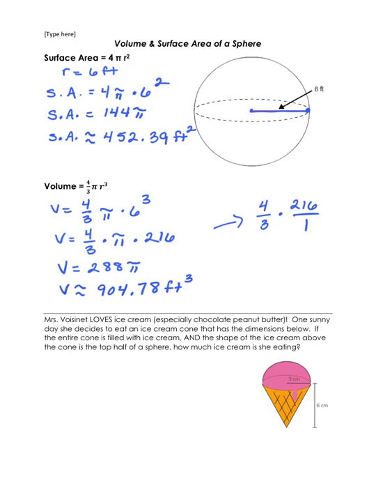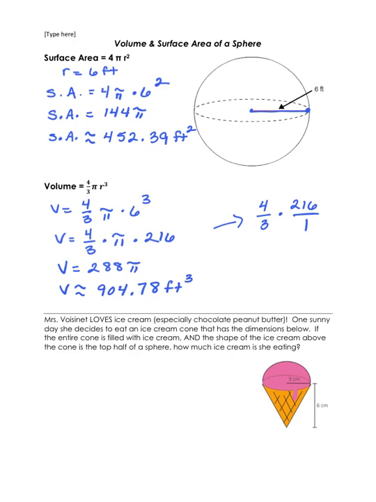Let's apply these ideas. So in this first problem, Mrs. Voisinette loves ice cream. I really do, especially chocolate peanut butter. Anything that's chocolate peanut butter is absolutely amazing in my book. One sunny day, she decides to eat an ice cream cone that has the dimensions shown below. If the entire cone is filled with ice cream and the shape of the ice cream above the cone is the top half of a sphere, how much ice cream am I eating?